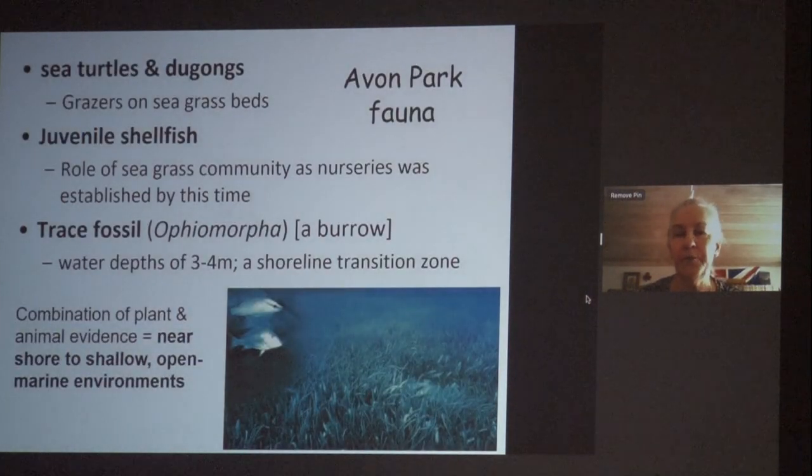The faunal assemblage reflects much the same. So sea turtles and dugongs would have been grazers on the seagrass beds. Juvenile shellfish suggest seagrass community as a nursery environment, very important situation. And trace fossils represent burrowing organisms. So the combination of plant and animal evidence points to near shore to shallow open marine environments at that time.